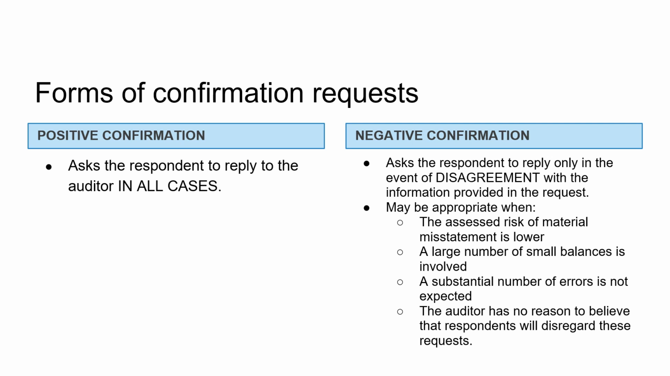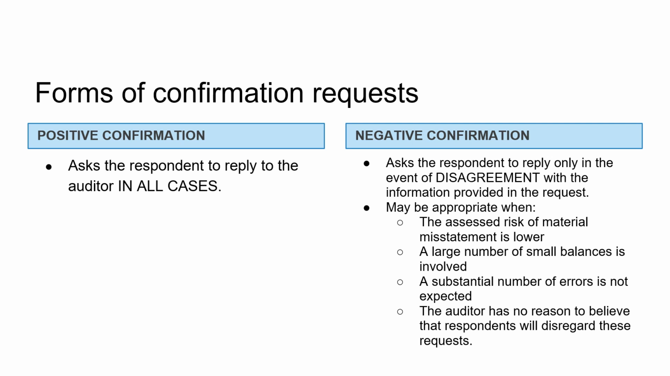Like, for example, when the assessed risk of material misstatement is low, or when there are a large number of small balances. You have accounts receivable, for example, totaling 1 million, but there are also 1 million customers in that accounts receivable. So, on average, a peso per customer. So, a large number of small balances. Or a substantial number of errors is not expected. Or when you have no reason to believe that the respondents will disregard the request. So, if one or more of these conditions are met, then normally the auditor will go for negative confirmation. The usual form though is a positive confirmation.